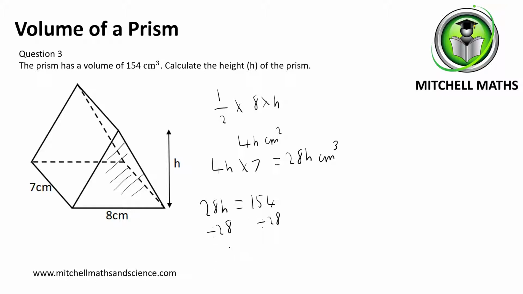So if I divide both sides by 28, I get the height as being 5.5 centimetres. In that question, all I did is I worked out the volume as I would normally, and I was left with 28h because I don't know the value of h. But then because they give you the volume of the prism in the question, you know that 28h is going to be equal to that. And once you write 28h is equal to 254, it's just a case of rearranging the equation to find out what the value of h is.